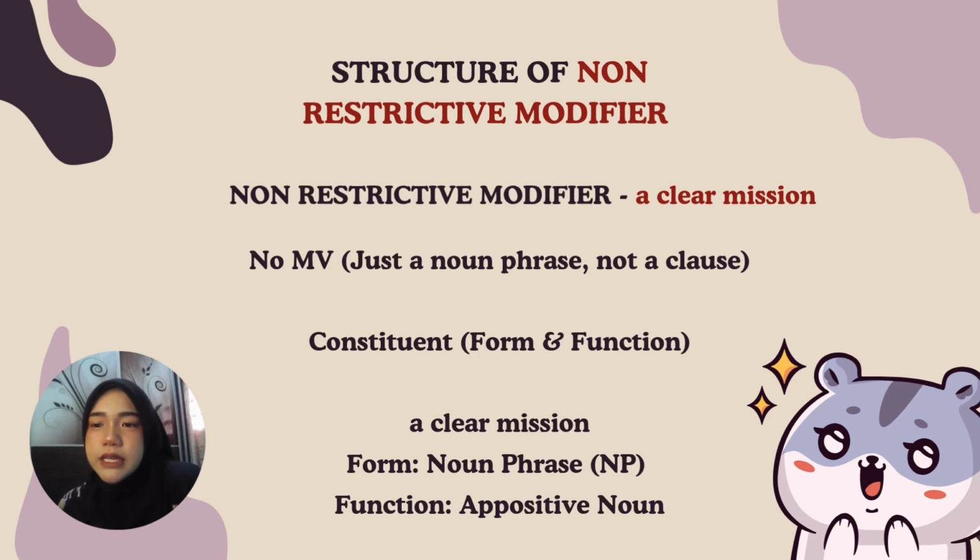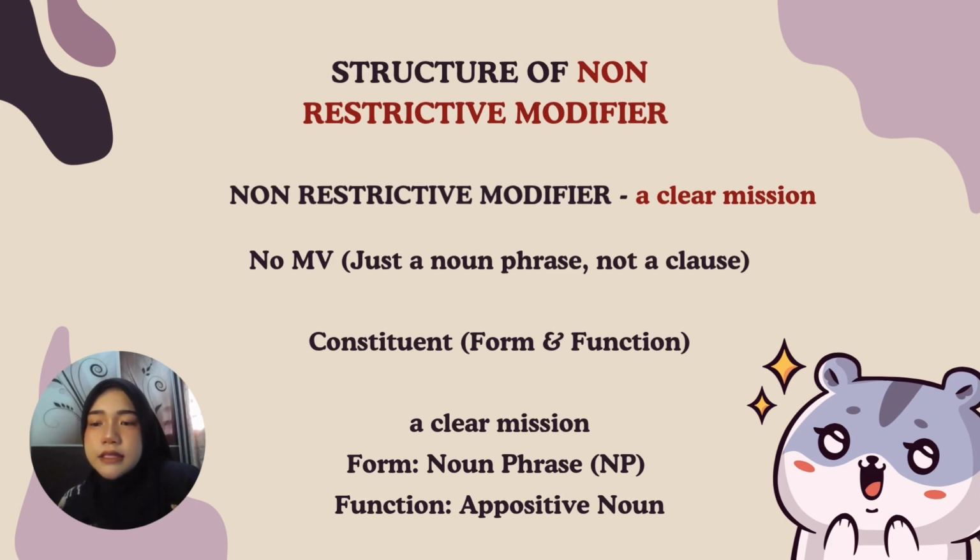So the next one is the structure of the non-restrictive modifier that functions as an appositive noun. It gives extra information about the noun, which is our goal. It is not essential to the main sentence because the sentence would still make sense without it. Here, the NRM is a clear mission, and without a clear mission, the sentence would still make sense, which is: our goal is to prepare leaders for a rapidly changing world.